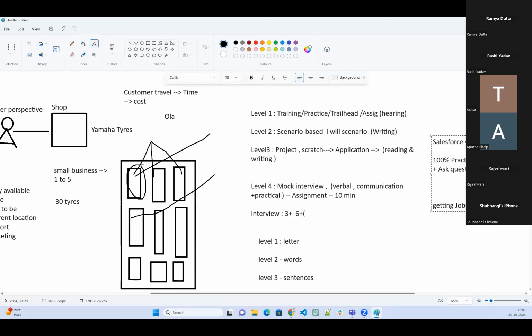Swapna, I had just one question: for covering everything, how much duration will it take? So is anybody explained about the duration? Madhu? It's 3 to 4 months.